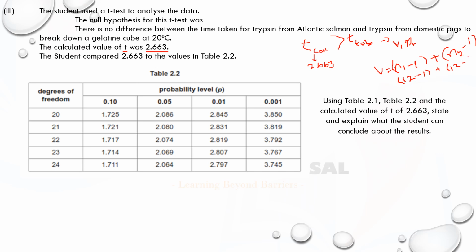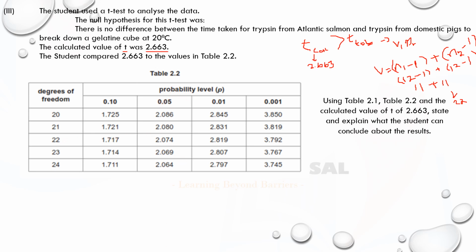But for chi-square, it's just n minus 1, right? Now that's 11 plus 11. 11 plus 11 gives you 22. Right, 22. So we'll go to degree of freedom, look for the point of intersection. So this is it. This is 22, degree of freedom 22, go to probability of 0.05.